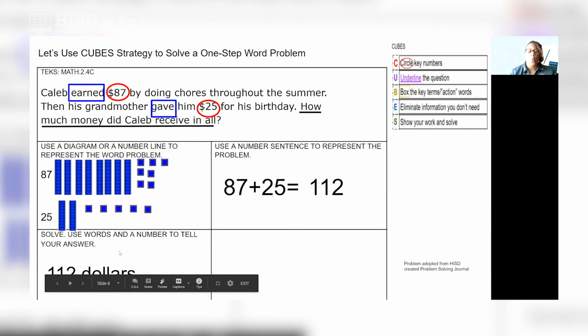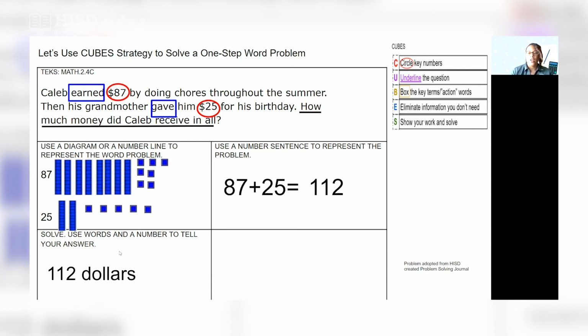You can use words and numbers to tell your answer. So I wrote $112. I also could have put the dollar sign, but they asked me to use numbers and words. So my answer is, how much money did Caleb receive in all? He received $112.